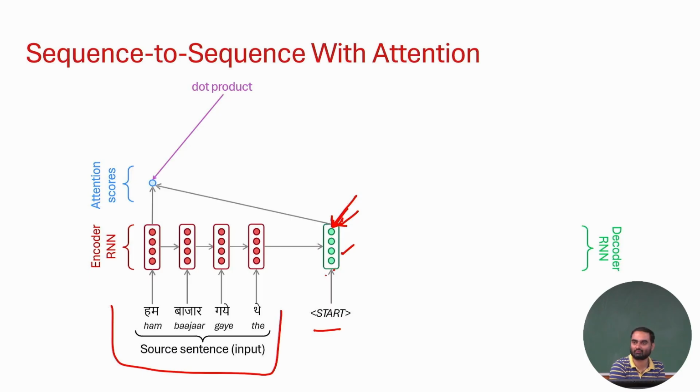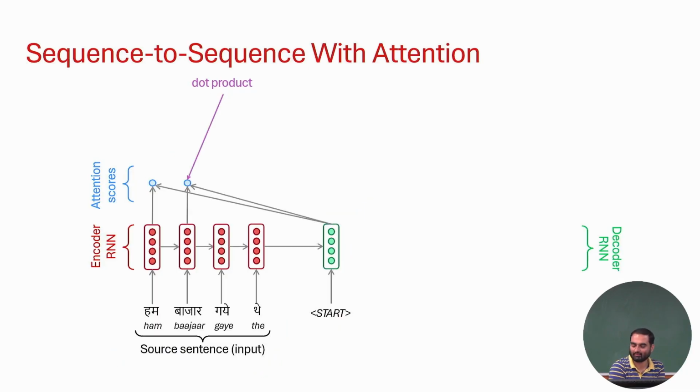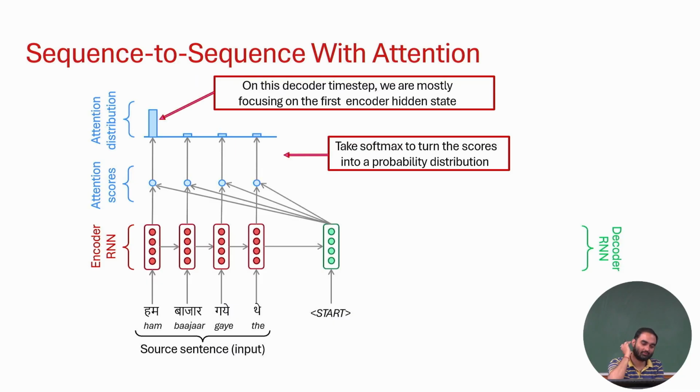And this dot product is called the attention score. So you see this number, this value. This is basically a real number, a dot product between this and this, right? Dot product between this and the second encoder state, third encoder state, and the fourth encoder state. What does the dot product mean? A dot product indicates the similarity between two vectors, right? So the attention scores will give you the similarity between the decoder state and each of the encoder states, right?